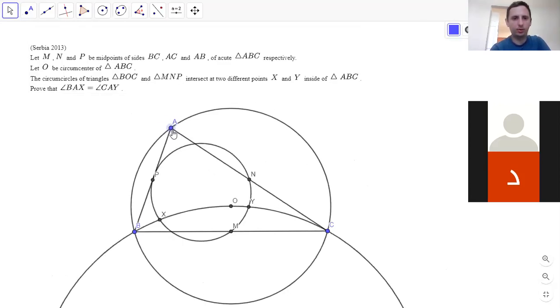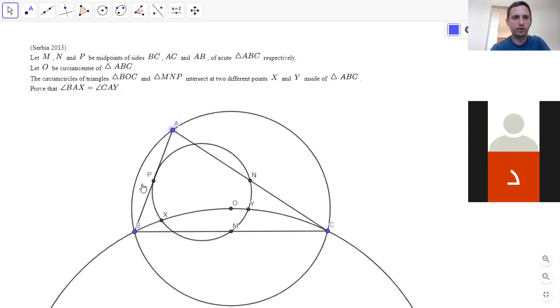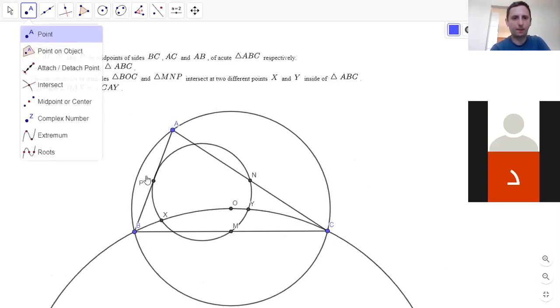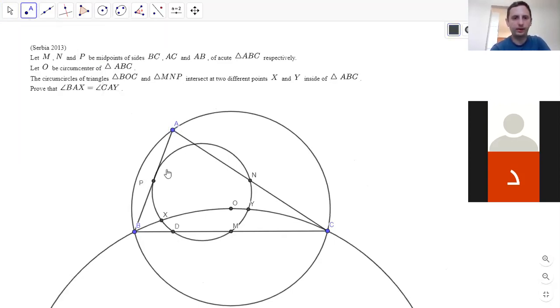I guess I might as well draw the feet of the altitudes, right? So obviously D is the foot of the altitude, and same with E and F because of the 9-point circle. Can we use the isogonal line lemma? So we'd want to let BX and CY intersect, and we want to let BX and BC and XY intersect. That doesn't look super useful to me.